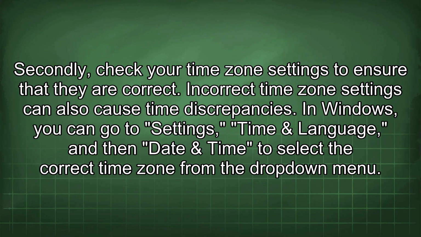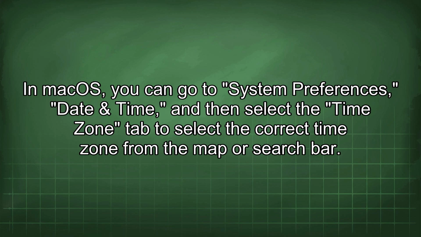Secondly, check your time zone settings to ensure that they are correct. Incorrect time zone settings can also cause time discrepancies. In Windows, you can go to Settings, Time and Language, and then Date and Time to select the correct time zone from the drop-down menu. In Mac OS, you can go to System Preferences, Date and Time, and then select the Time Zone tab to select the correct time zone from the map or search bar.